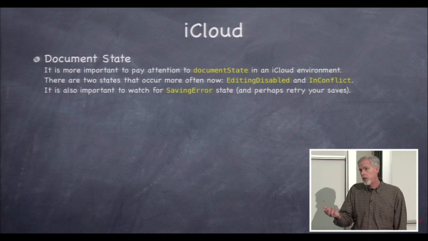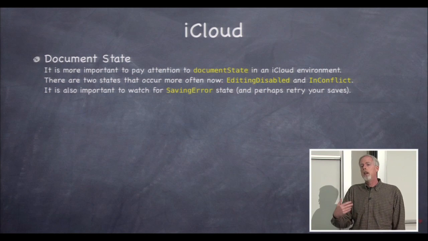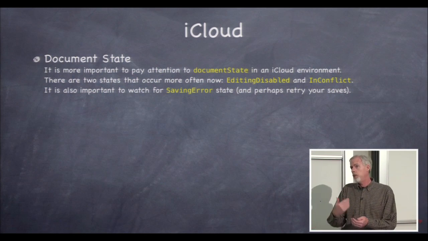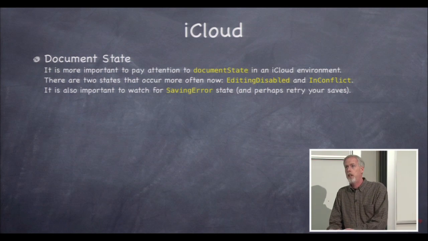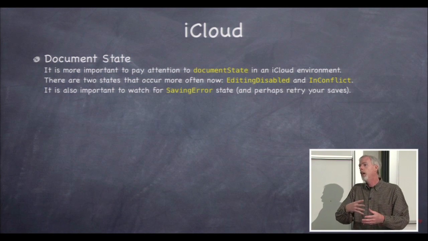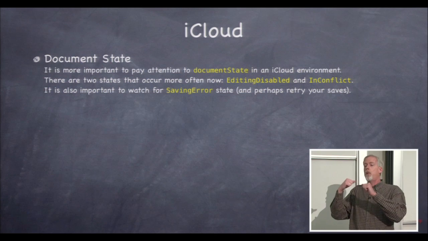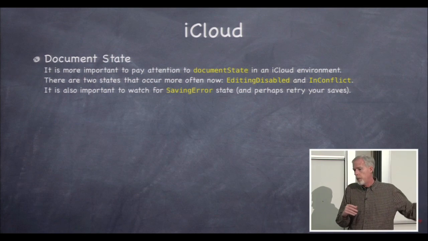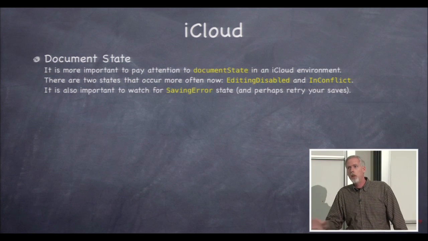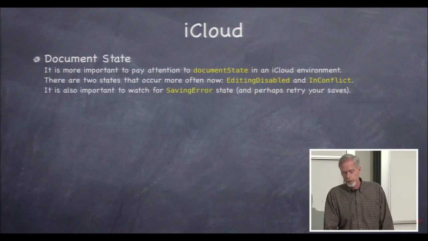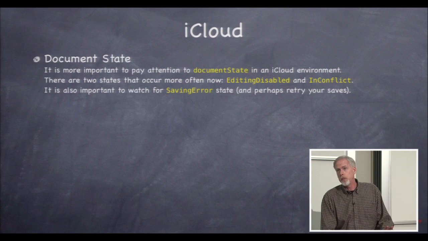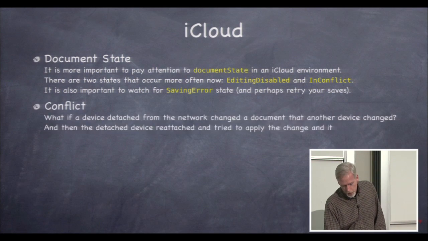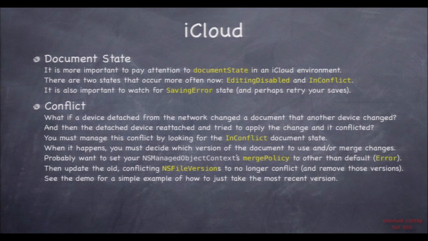The saving error state also can happen more often. And when you go into the saving error state, you might want to try and resave again. You tried to save, you got a saving error. Maybe it tried to save over the cloud and the network disconnected in the middle, or someone else was saving at the same time, and so often you just want to try again. And yes, there's a way to find out what the error is. It's in the document API. You can go look at that. But let's talk about conflict and editing disabled.